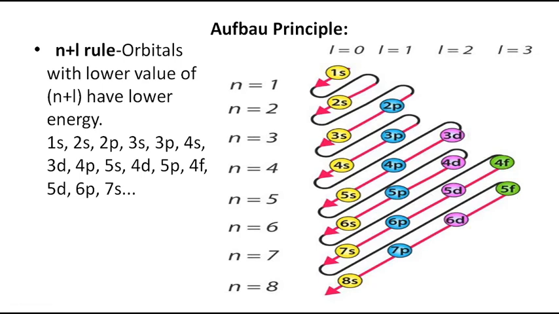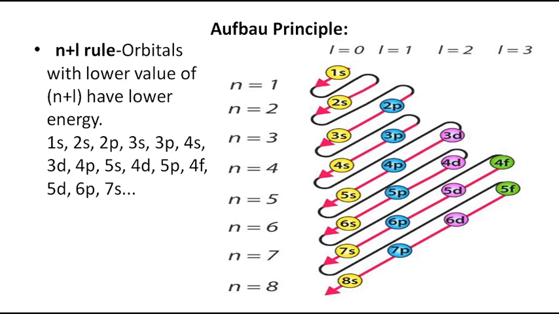Okay, now coming to the filling up of the electrons in these orbitals. How to write down the electronic configurations? You have to follow this order. First 1s comes, then 2s, then 2p, 3s, 3p, 4s. Okay, it goes like this. This is the order you have to follow when you fill up the electrons in the orbitals.